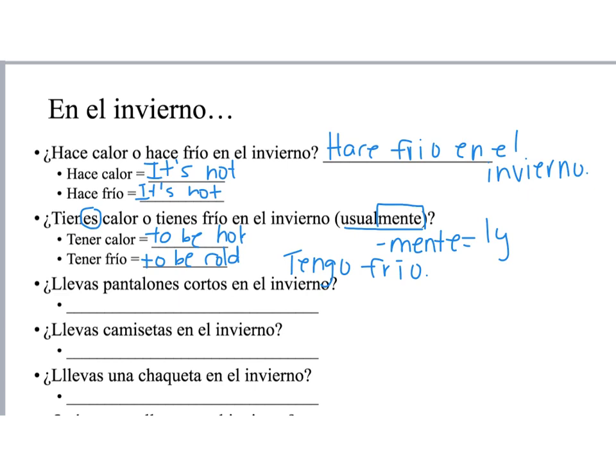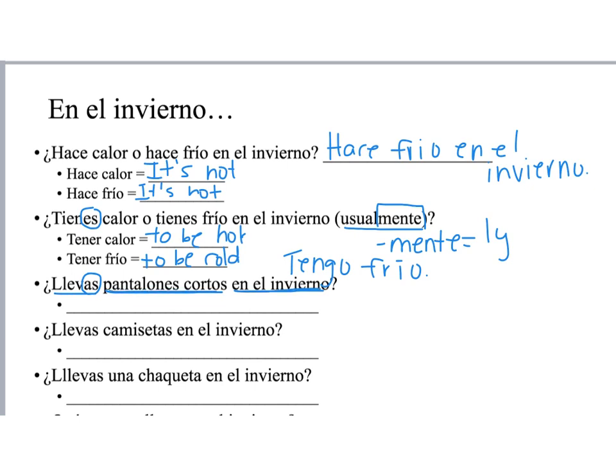¿Llevas pantalones cortos en el invierno? Well, we want to look first at our verb. Here's our verb. It has an as ending. That means I'm asking you directly again. That's a tú form. ¿Llevas pantalones cortos en el invierno? Now this is going to be a yes-no question. Let's look at our clothing here. Pantalones cortos. I'm asking you about wearing. Llevas is wearing. Pantalones cortos, well, that's shorts. And I'm asking you if you wear these in the winter. Do you wear shorts in the winter?